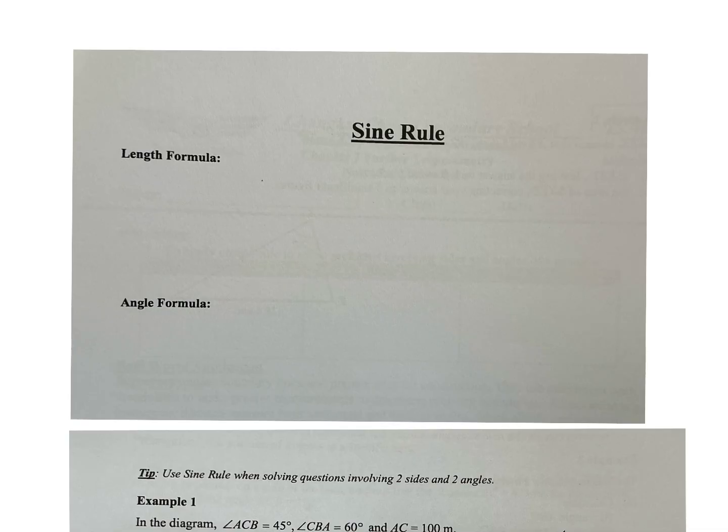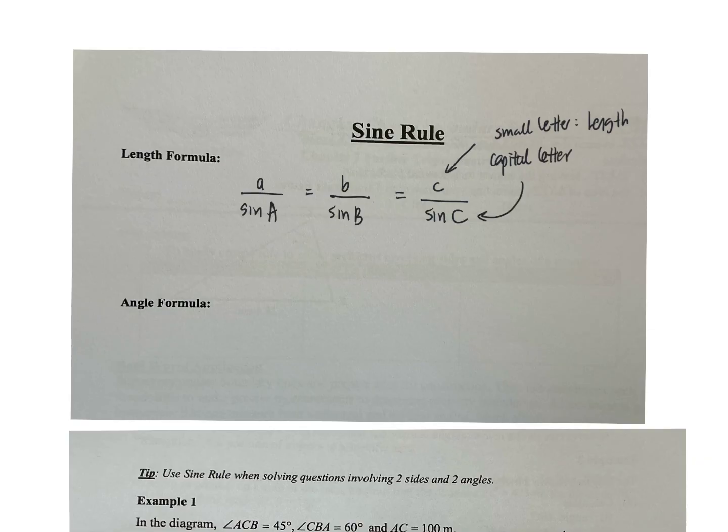Okay, so anyway, the length formula is just that. You always put the length on top of the sine of its angle. So remember, small letter is representing length, but the capital letter is representing angles. This is a convention they like to use. So this is for angle. If you want to find angle, just reverse the ratio, put the angle on top. Just use this formula. They are the same thing, just that your calculation will be easier.